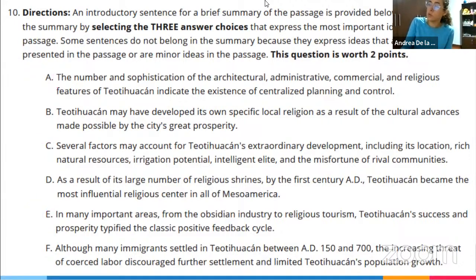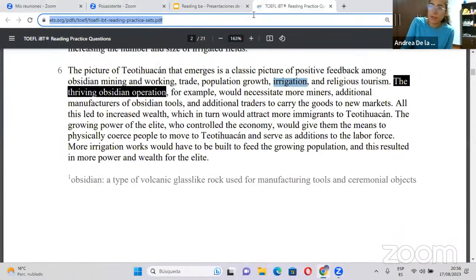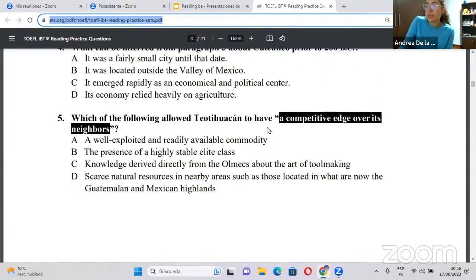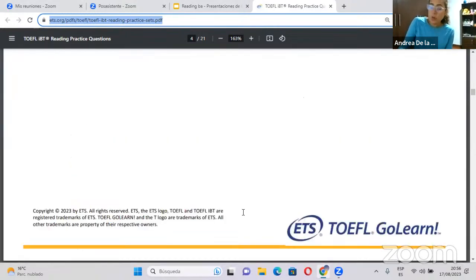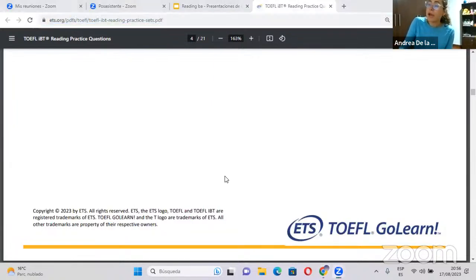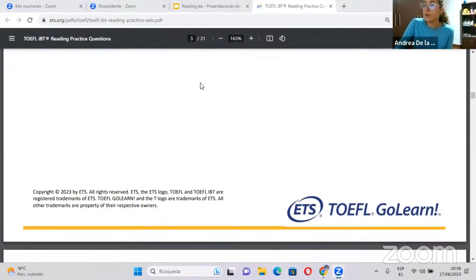Okay, guys, good. Hold on. So I'm going to send you this PDF because you have other interesting practices, and these are officially from the ETS, which means that it's great practice. You know, it's something very accurate to what you have in the real test. You should always try practicing with official material. So I'm sending you that link.